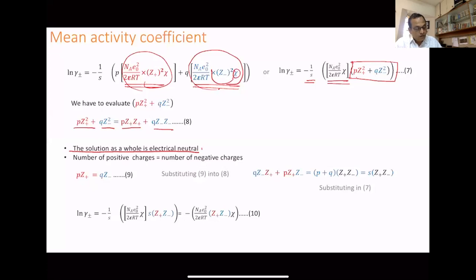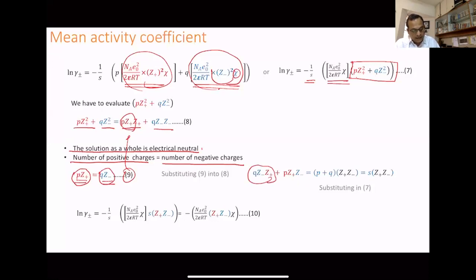So now if you take the solution as a whole, it is electrically neutral. So the number of positive ions equals the number of negative ions. If you substitute this into this equation, what I get is this. That means I'm putting P z plus equal to Q z minus. So I'm substituting this P z plus with this Q z minus.